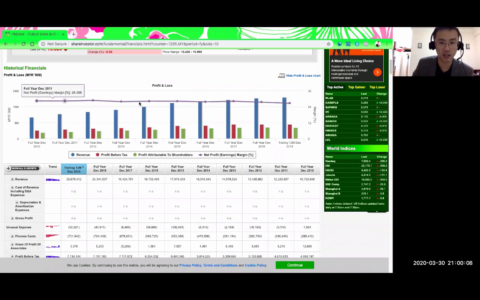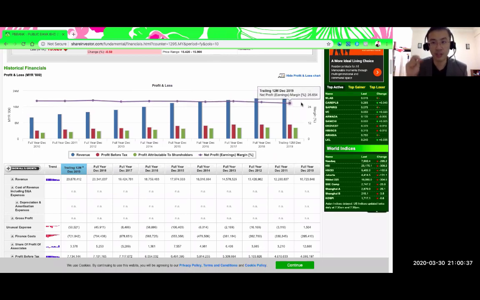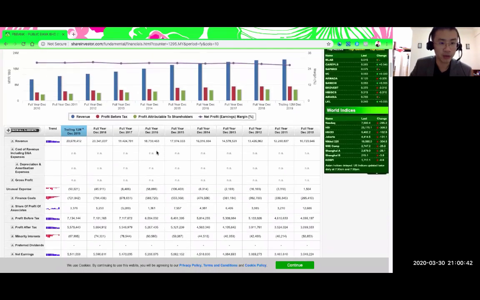And then this line means the net profit margin, which is Public Bank standing at, as of the latest 12 months, 26.65%. For every 100 ringgit loan they give out, they make 26 ringgit. So this is the Public Bank margin, which is pretty high, right? So this graph is beautifully drawn for you, so you can make an instantaneous interpretation whether this company is performing or not performing.